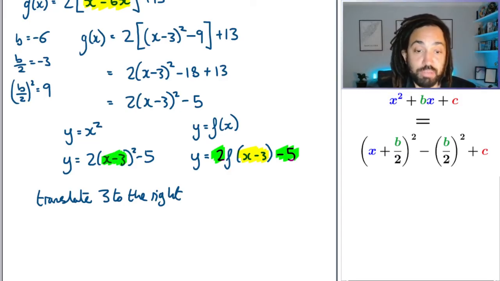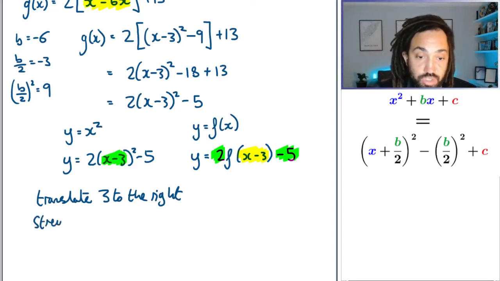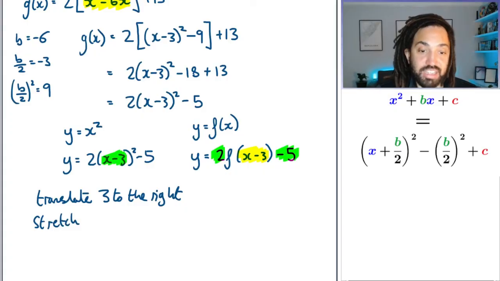The multiply by 2 is going to stretch. Let me spell this right. It's going to stretch the.